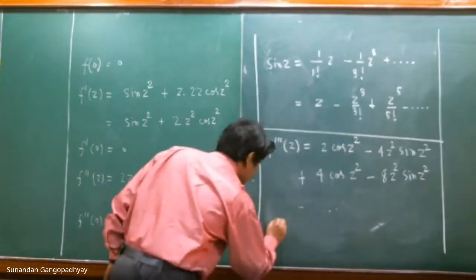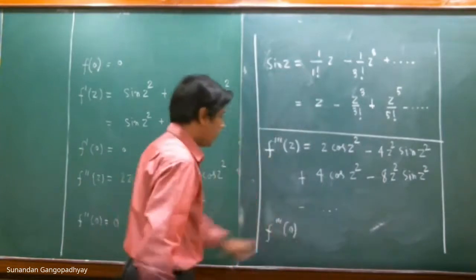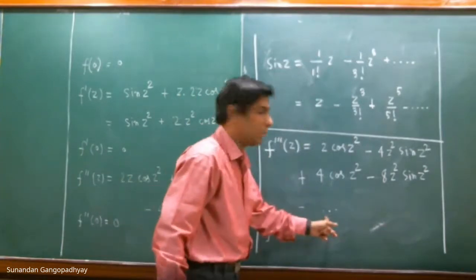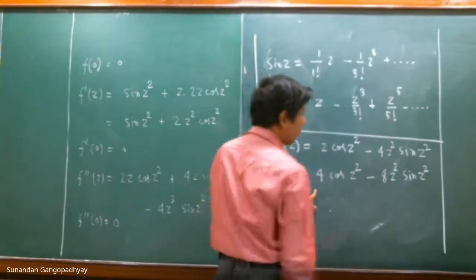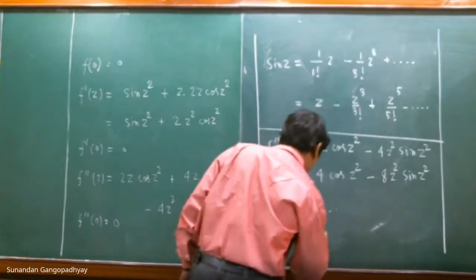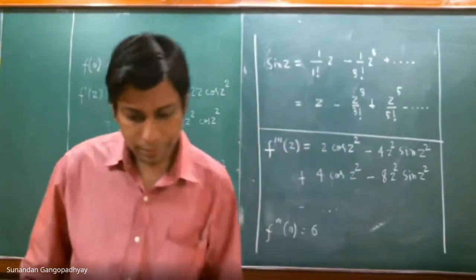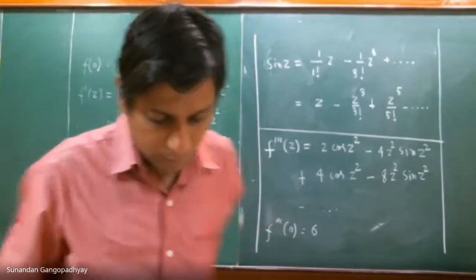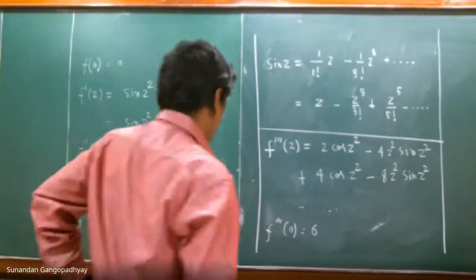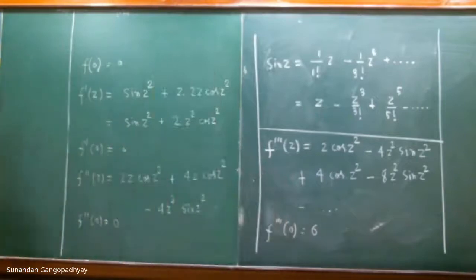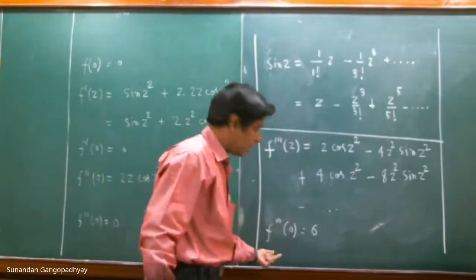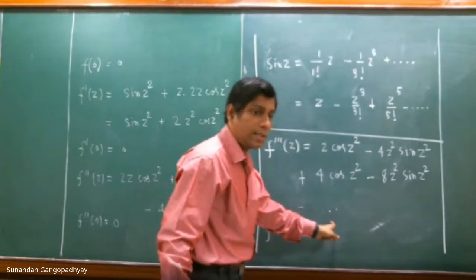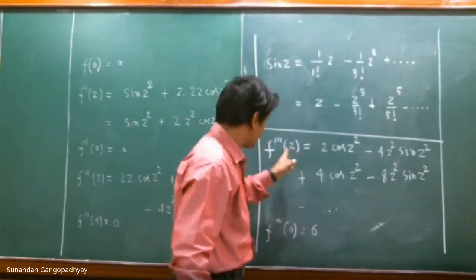Because what I need is to evaluate this at 0. So when I evaluate it at z is equal to 0, this term will be 0. This will give me 2, this will be 0, this will give me 4, and this will be 0. So f triple prime 0 is 6. Okay? So now it is simple. In order to calculate the higher derivatives evaluated at z is equal to 0, you obviously need this term, because you have to keep on differentiating with respect to z.